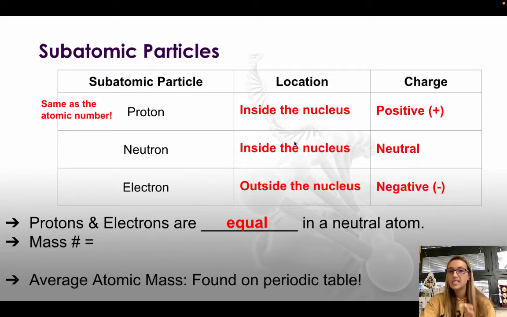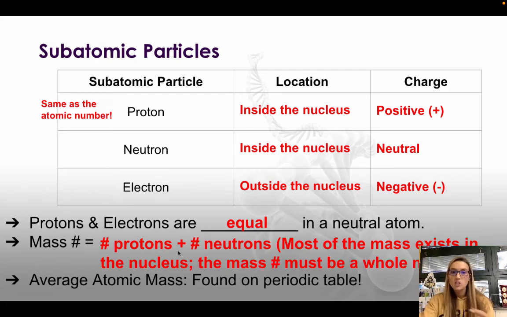And so the nucleus is what actually makes up most of the mass of an atom. Even though the nucleus is so small in relation to the atom, that's where most of the mass is. So mass number is actually the number of protons plus the number of neutrons. So most of the mass exists in the nucleus.